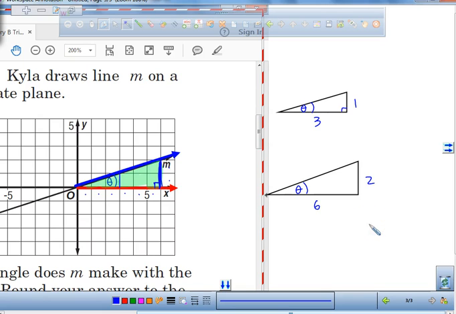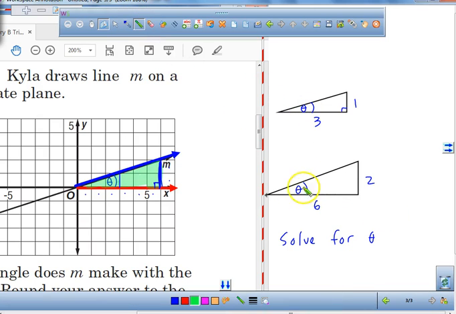So this is going to be something I'd like you to put into your journal right now, because if you want to know how to find the measure of an angle just knowing two sides. So we're going to find the measure of an angle. So we're going to solve right here. We're going to solve for theta. All right, so we're going to go over strategy real quick. All right, here's my strategy.